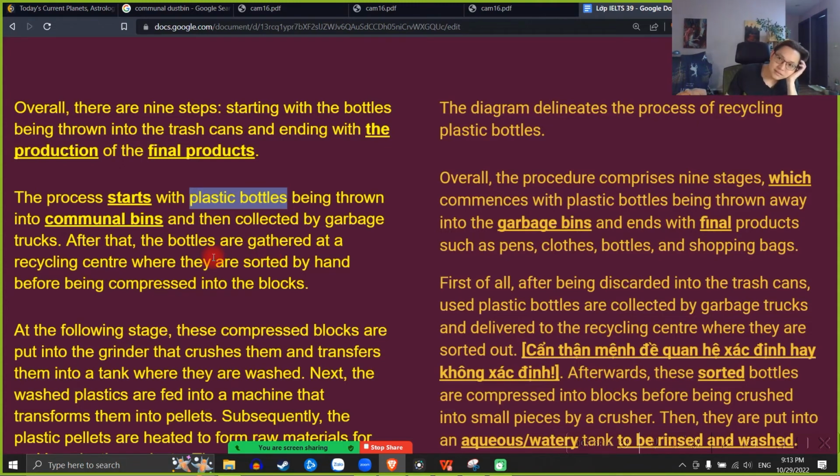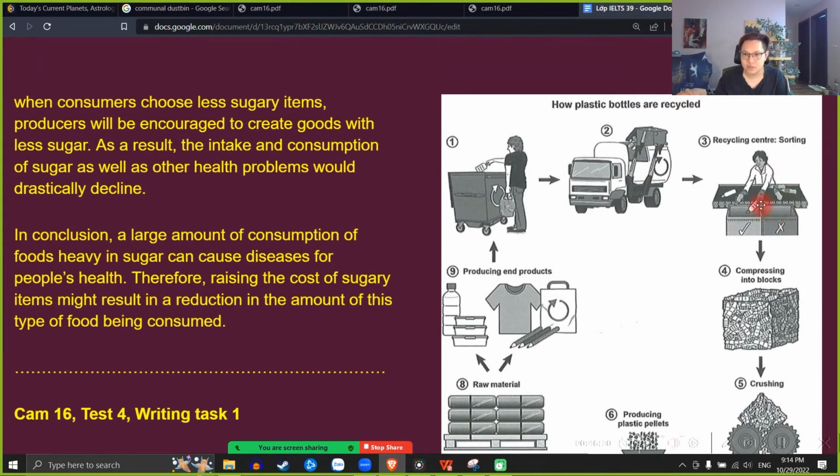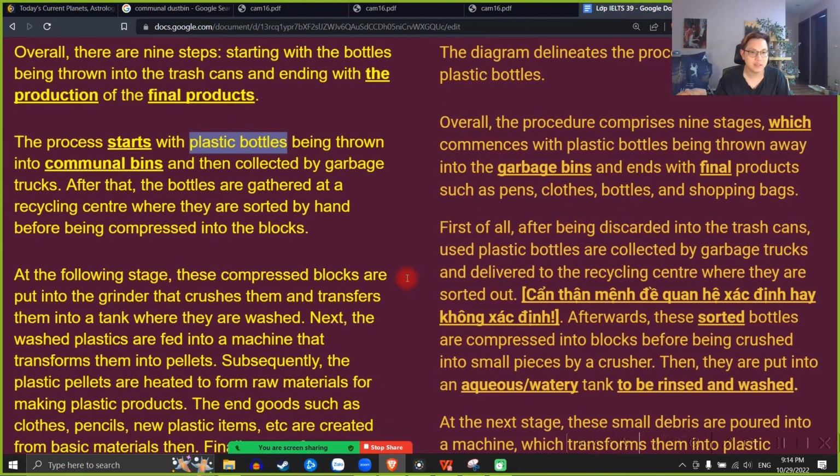The bottles are gathered. Recycling center. Chúng được phân loại bằng tay hả? Because there's a person there, right? So it's collected by hand. Correct. Chính xác. Có người ở đây thì đương nhiên là thu gom bằng tay nè. Before being compressed into the blocks. Cái chỗ này cũng không có chờ nó, tại vì nó đâu biết được là block nào đâu. We don't know what block, so just no.